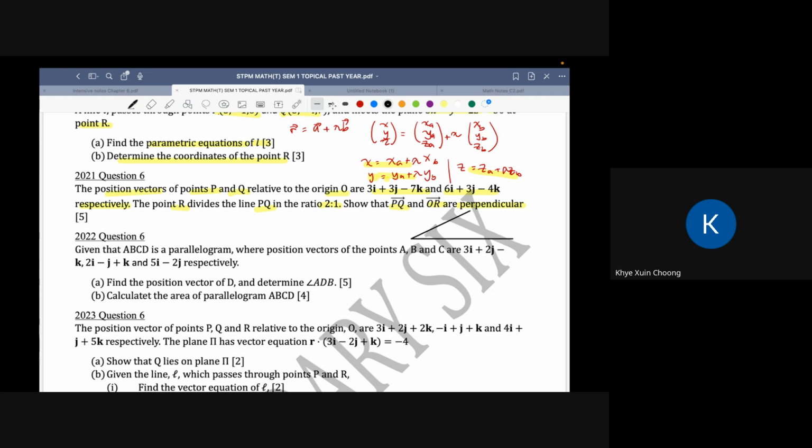Okay, I randomly draw two lines out. So this is P, this is Q. There is one R that divides PQ into a ratio of 2 to 1, let's say like this, PQ is divided 2 to 1 by R.